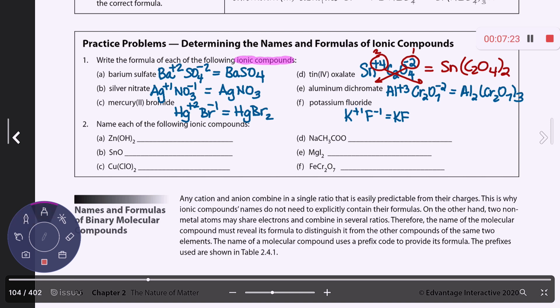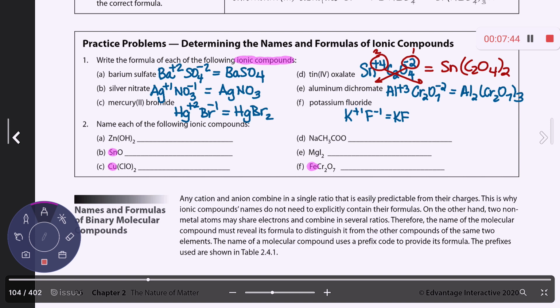Okay, let's take a look at number 2. For number 2, we're going to highlight the metals that require you to calculate their charge. So zinc has an assigned charge, tin absolutely does not, copper does not, sodium and magnesium do, iron does not. Okay, so 3 of those we're going to need to calculate. The other ones we can just run with and name them.